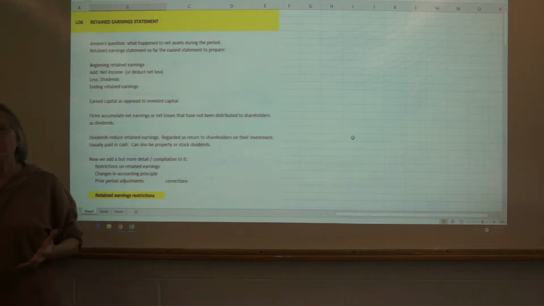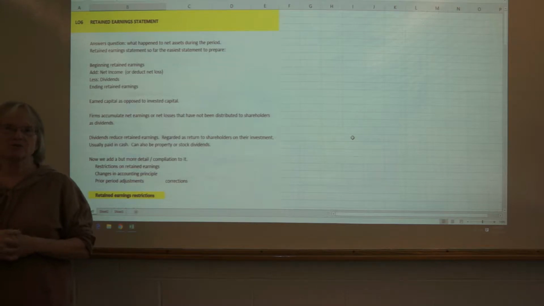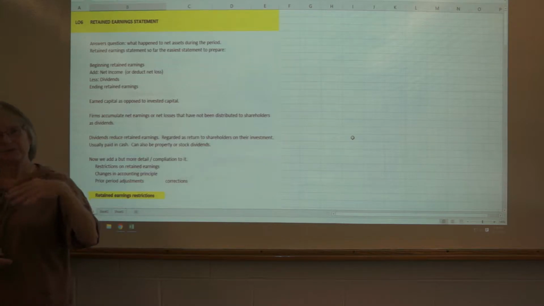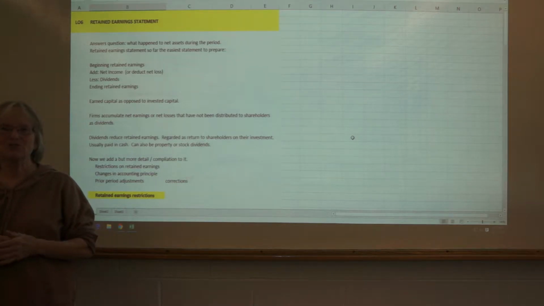What a retained earnings restriction does is it restricts retained earnings. So you have appropriated retained earnings and unappropriated retained earnings. This sends a message to the stockholders that there's a certain amount of retained earnings that are not available for dividends to them.